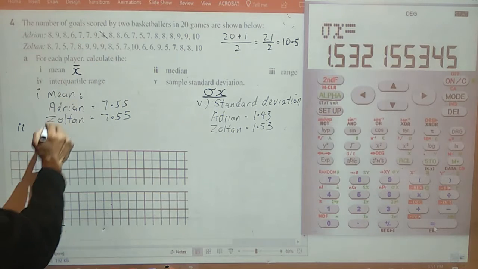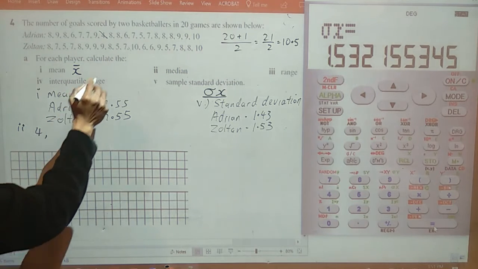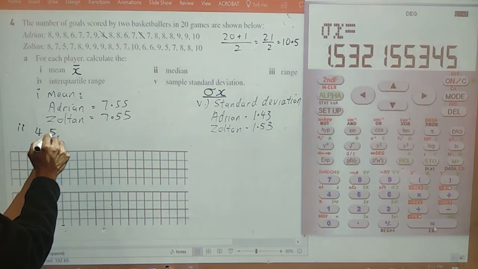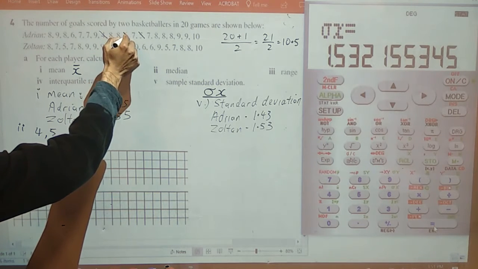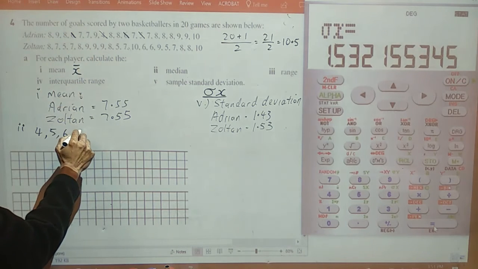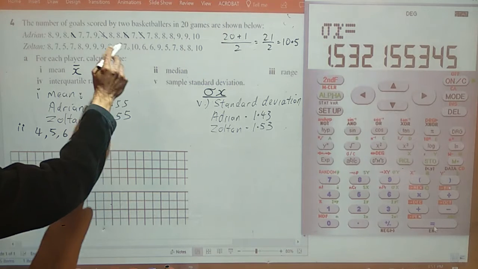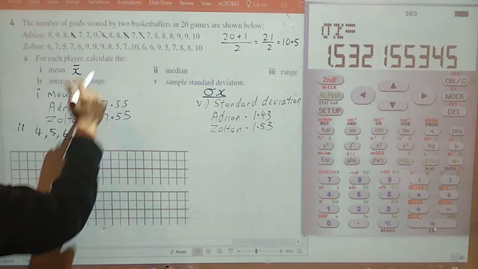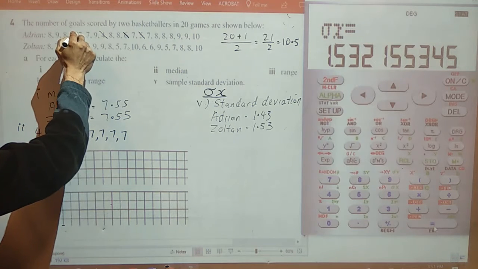So the smallest is 4. And then we have 5. We have 6. And we have 6 over here. We also have, how many 7s? 1, 2, 3, 4. 4 7s. Let's cross out the 7s now.